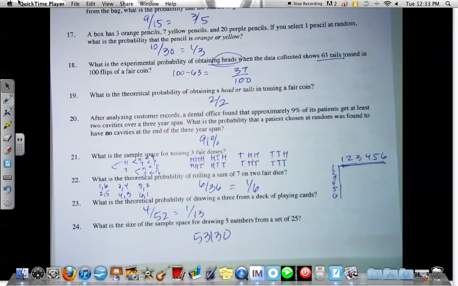23, theoretical probability of drawing a 3 from a deck of playing cards. There's 4 3s in the deck, and there's 52 cards in the deck. So 4 out of 52 gives you 1 out of 13.